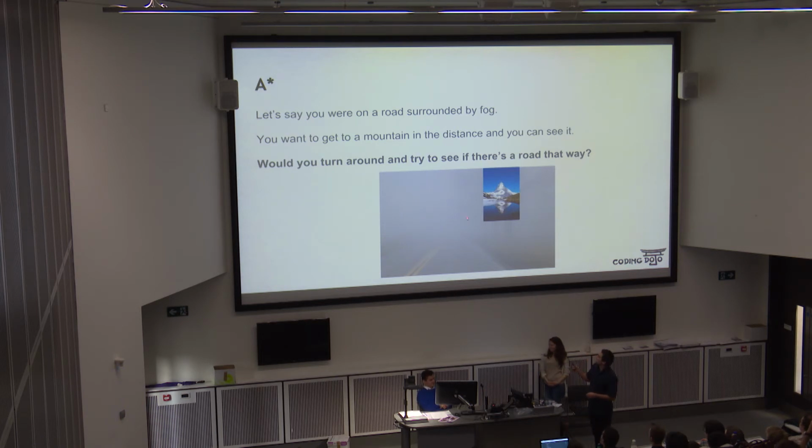Now, when you're considering your path, how do you get to the mountain? Will you actually think about turning around and checking there? Or will you immediately just, okay, I'm just going to try walking towards the mountain. I'm going to go in that direction first. That's exactly what A-star does. It's basically Dijkstra with making the logical assumption that if I go towards my target, then I'm probably going to get there faster.